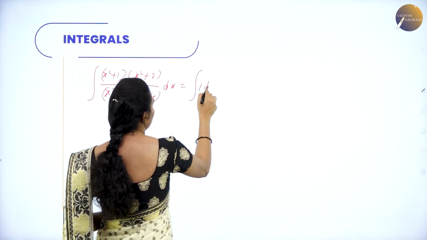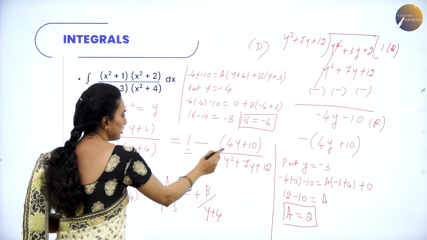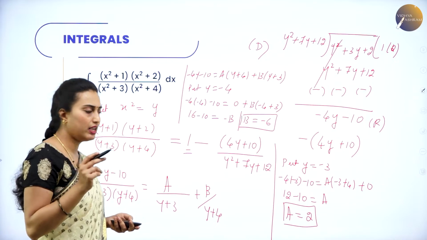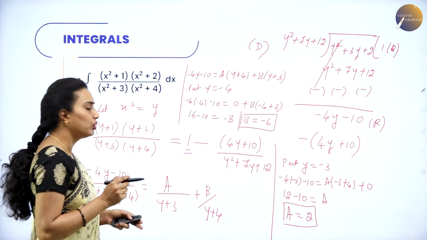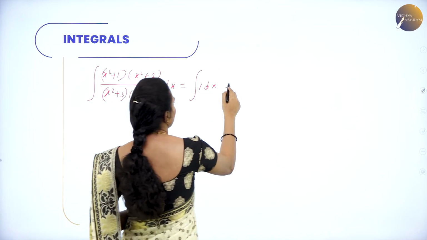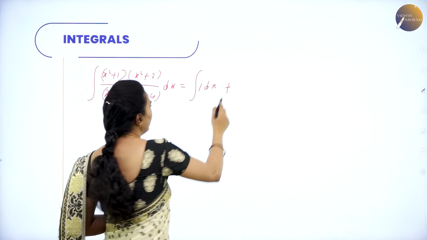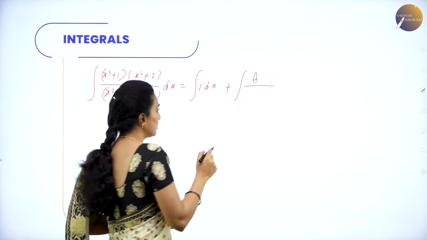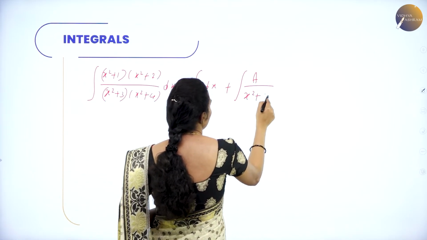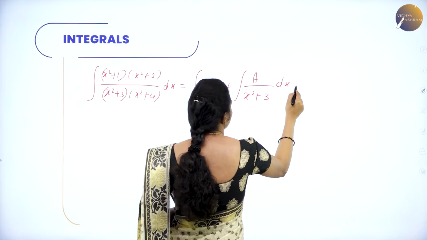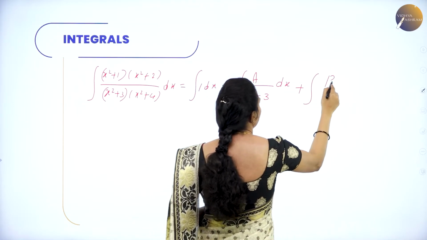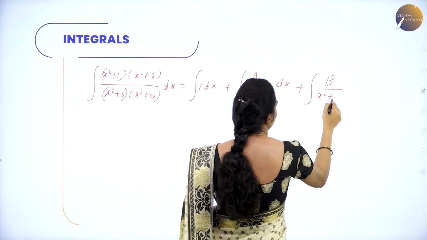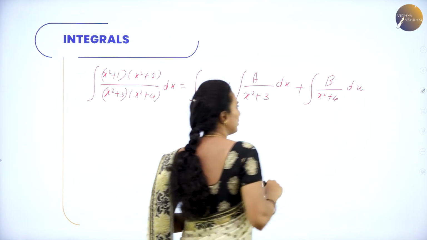you can have integral of 1 into dx, because be careful dear students, here 1 is there. For this one I am substituting this. So I am substituting a is equal to 2, which implies 2 into, plus, now 1 into dx, integral of a divided by y plus 3, instead of y I am substituting x squared. So x squared plus 3 into dx, plus integral of b divided by y plus 4, which is x squared plus 4 into dx. I hope you understood this one.